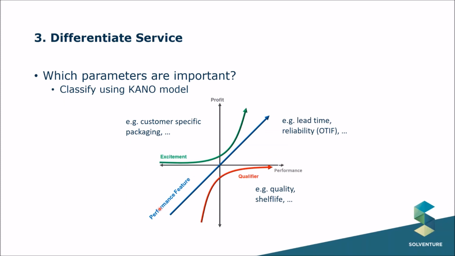The Kano model will just say, okay, that specific criterion I would classify as qualifier, performance feature, or excitement. And that's typically an exercise that you have to do at your company, because maybe the lead time in my example is a performance feature, but it depends on the company. For another company, it can maybe be a qualifier.